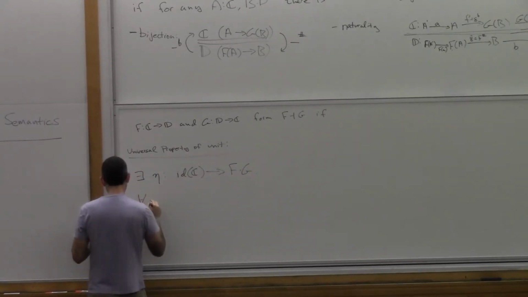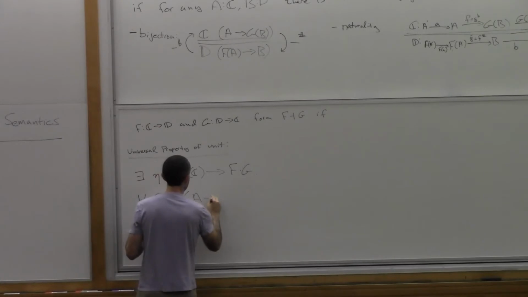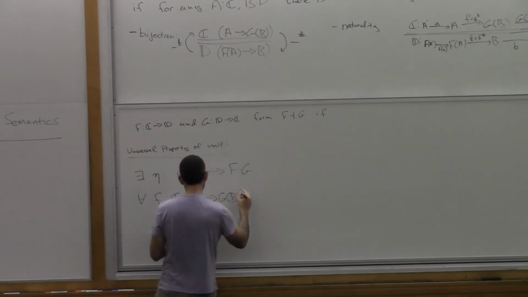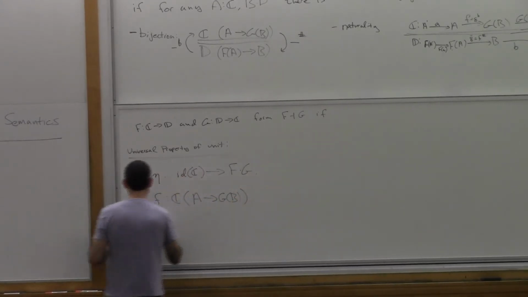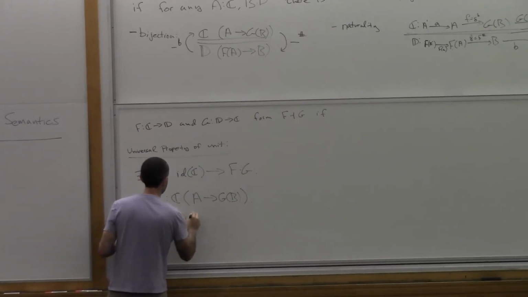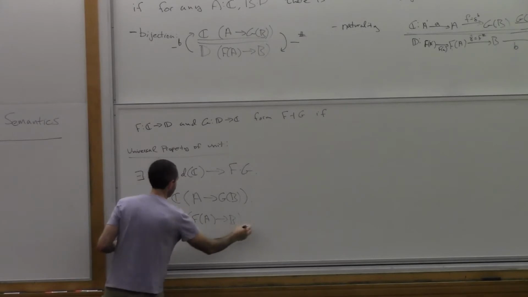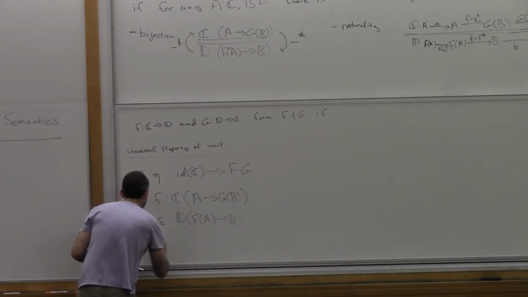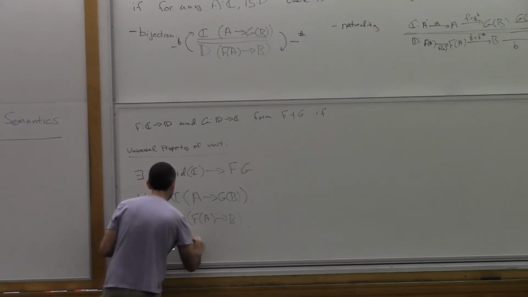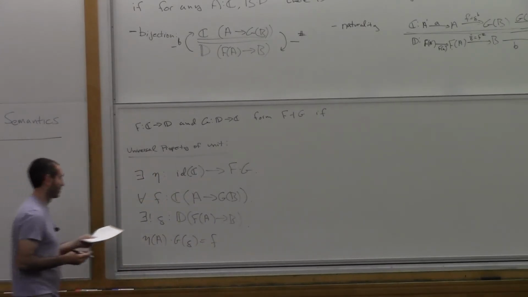such that for any arrow f in the category C, between A and G of B, where A is an object of C and B is an object of D, here's the unique arrow g in D going from F of A to B, such that eta of A, the component of that natural transformation, composed with the G functor image of little g, is equal to f. So what the heck does this mean? This is pretty crazy. Let's draw a diagram.